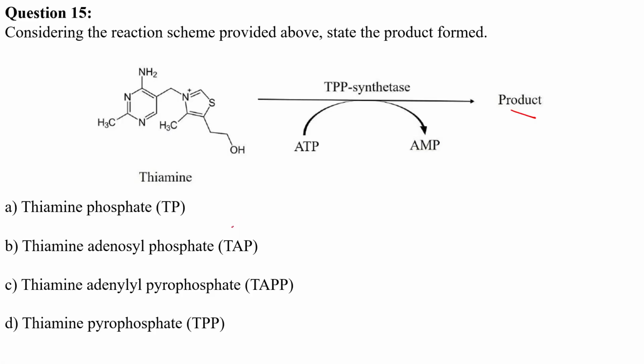Option D, that is thiamine pyrophosphate. Yes, Akshara has given the correct answer. Option D, that is thiamine pyrophosphate. So thiamine will take two phosphates from ATP. ATP will get converted into AMP because two phosphates are removed. So triphosphate will become monophosphate, and those two phosphates will attach at this position to become thiamine pyrophosphate. Okay.